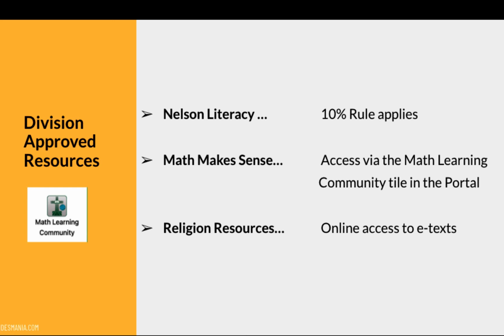As a division, we have either obtained permission or we have purchased online access to resources. For example, Math Makes Sense resources are available through the Math Learning Community tile because we have obtained permission to use this in the portal. Online religion resources, such as Growing in Faith, Growing in Knowledge, and Fully Alive, have been purchased for each student and are available through links shared in the weekly bulletin.